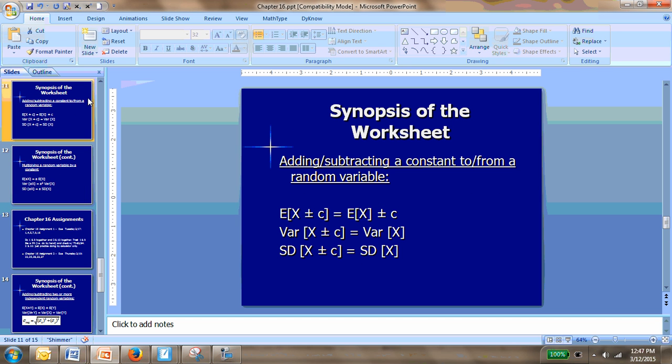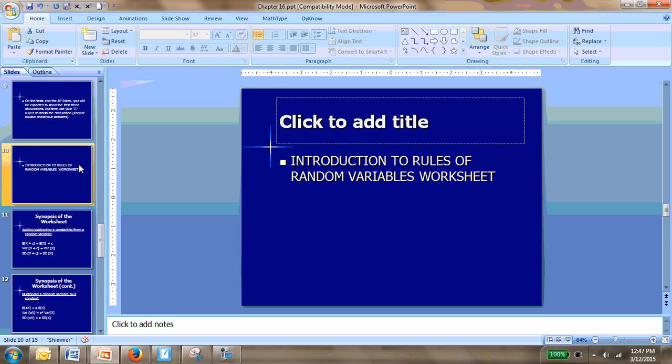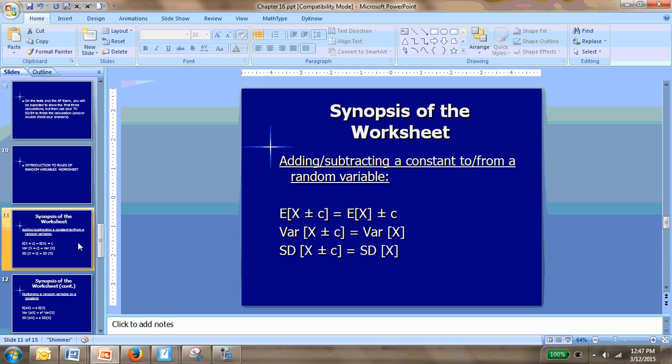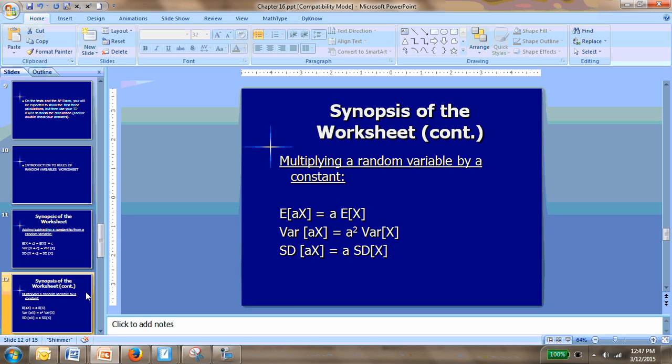So go back to the synopsis of the worksheet right after that intro to rules of random variables slide. And you're going to see 1, adding and subtracting a constant to or from a random variable. The expected value of x plus or minus c is the expected value of x plus or minus c. The variance of x plus or minus c just ends up being the variance of x, because when you add or subtract a constant, it doesn't affect it any. Same thing for standard deviation. And then go to the other slide, which is slide 12. It'll tell you what happens when you multiply a random variable times a constant. The expected value will multiply by the constant, so will the standard deviation, and the variance will multiply by that constant squared.